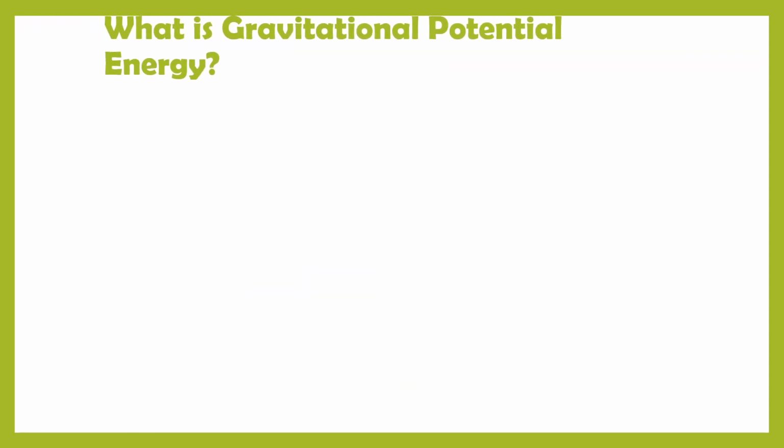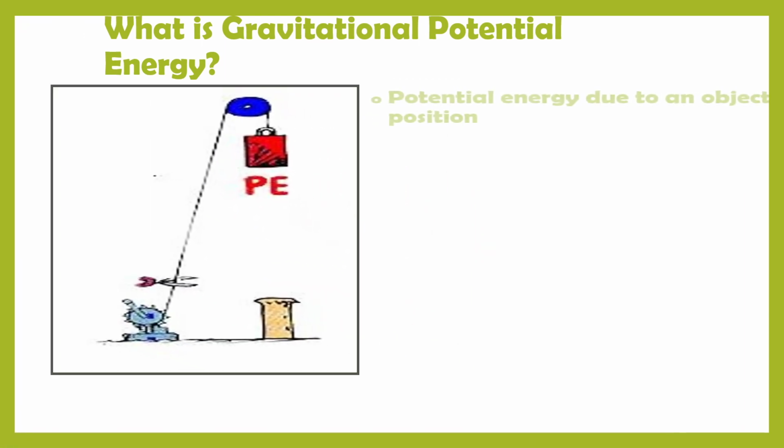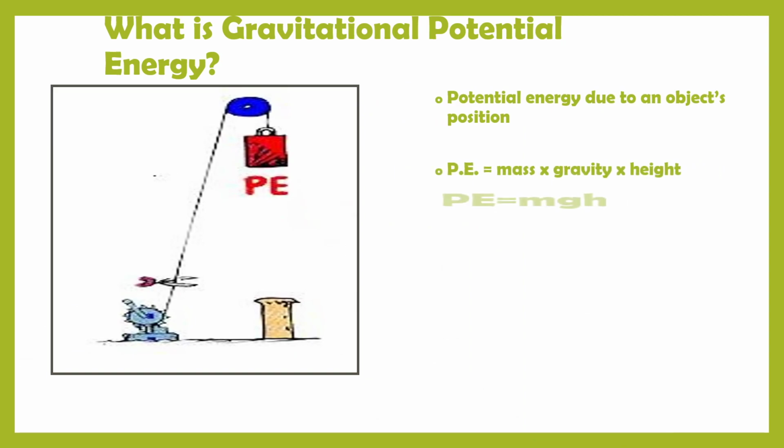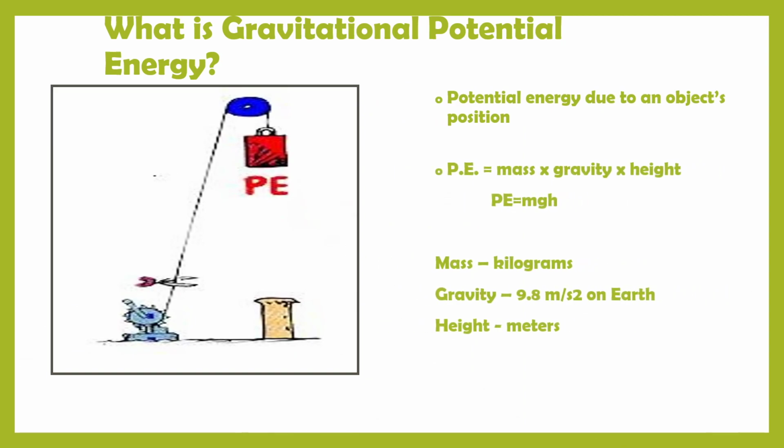The last one that we're going to look at for potential energy is gravitational energy. Gravitational energy is energy based on an item's position. This is where we actually are going to start using an equation to calculate potential energy. So this is an equation you're going to want to remember. Potential energy is equal to mgh. That's mass times gravity times height. And the gravity is an acceleration.